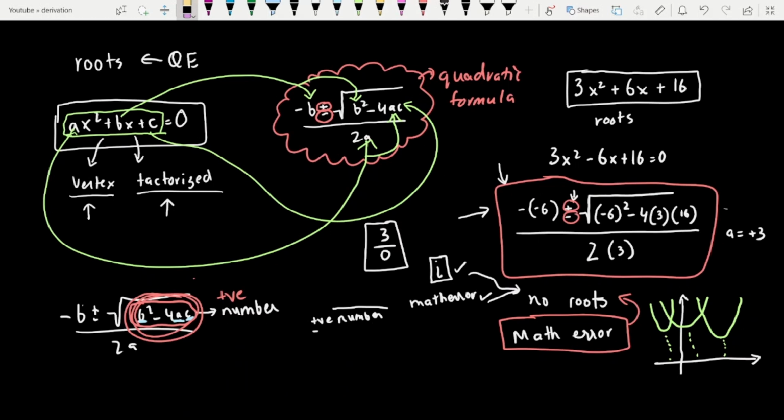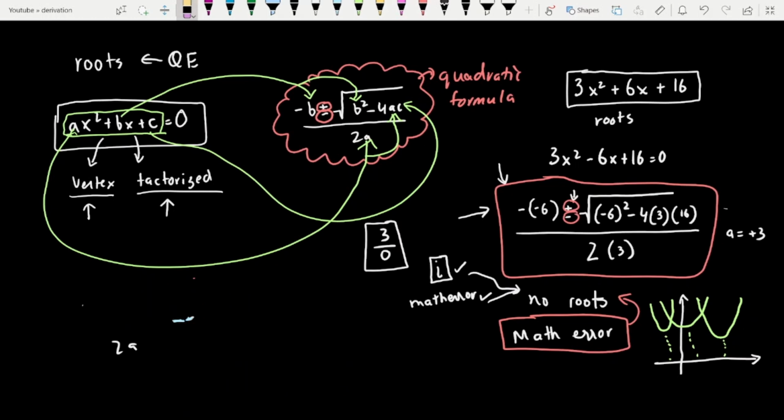I'm just going to show you guys what we're going to be doing. We take this b squared minus 4ac term. Now we know this thing is going to be under the square root, so this thing has to be a positive number. It cannot be a negative number.